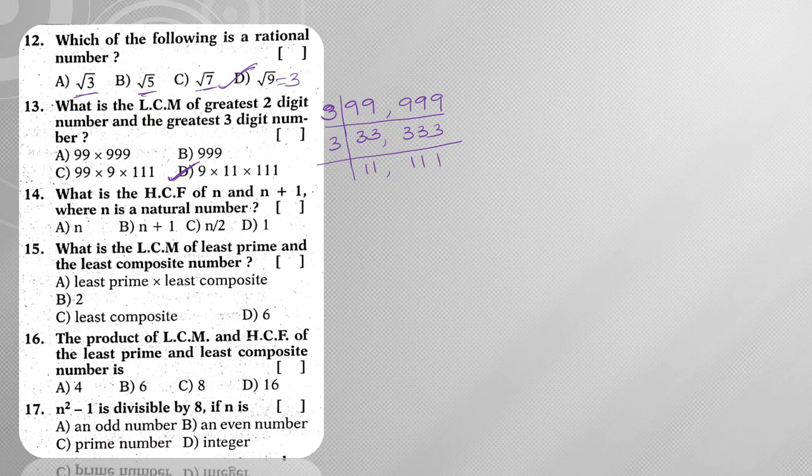Next, question number 14. So n comma n plus 1. So these are two consecutive numbers. Since n is a natural number, n plus 1 is its consecutive natural number. Whenever you have two natural numbers, if one is even, then the other will be odd, or if the first one is odd, then the other one will be even. So whenever you take two such numbers, their HCF will always be 1, because one will be an odd number and the other will be an even number. So there won't be any common factors other than 1.